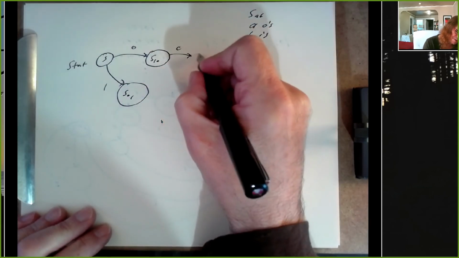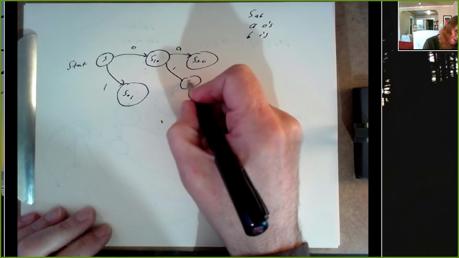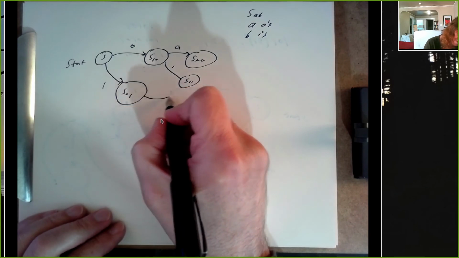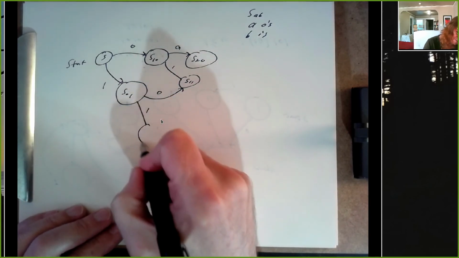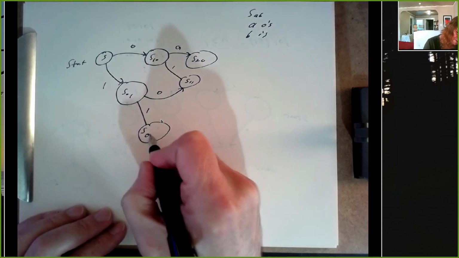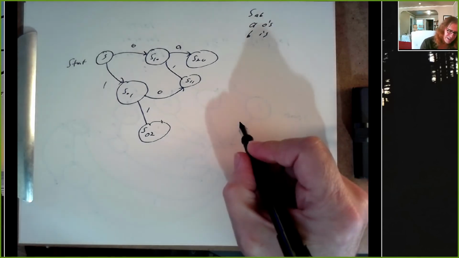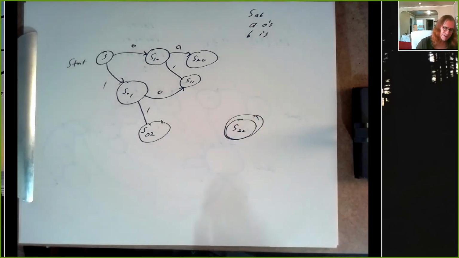If you have a 0, we're going to go to S 2 0. If you have a 1, we're going to go to S 1 1. If we have a 0, we're going to go to S 1 1. If we have a 1, we're going to go to S 0 2, and so on, right? And if I get to state 2 2, that's my recognized state.